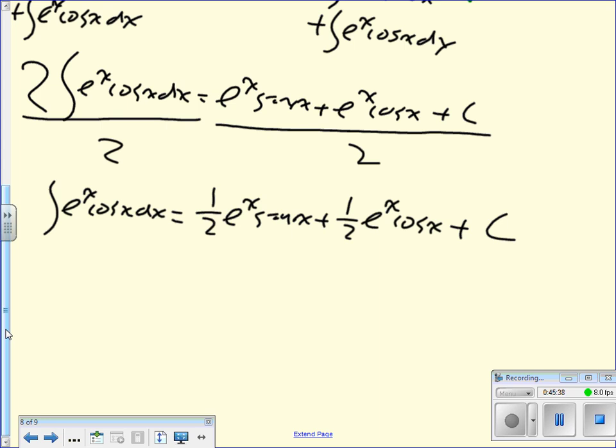It looks like, oh crap, it's not going away. Mr. Norris, you said it would go away eventually. No, eventually it won't go away. But what you do is you get the same thing you started with, you just add it.